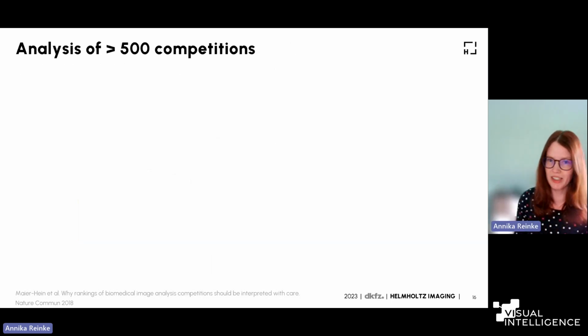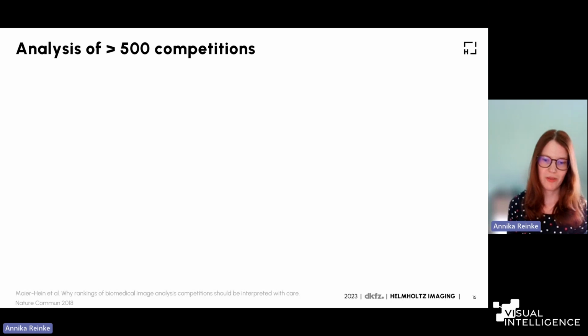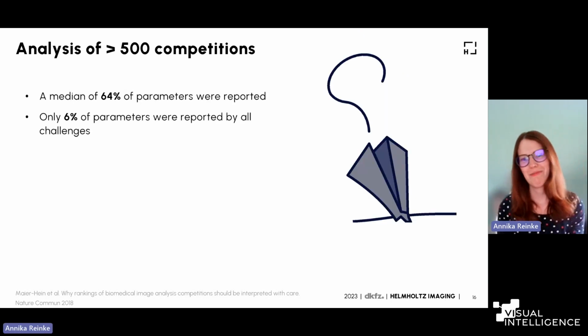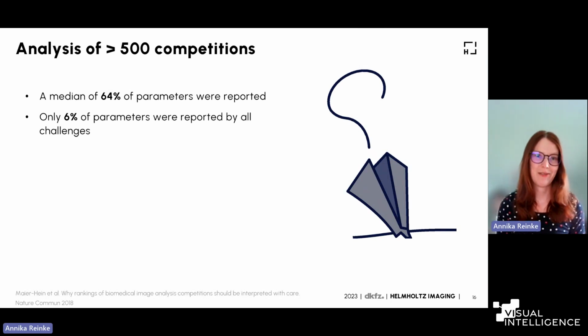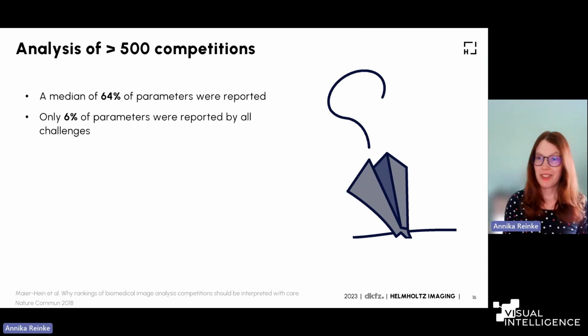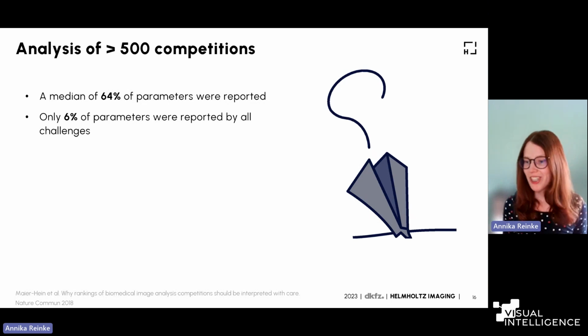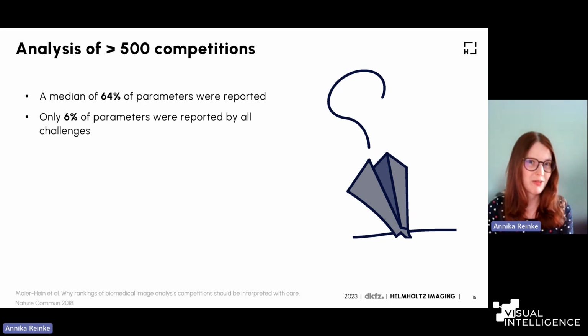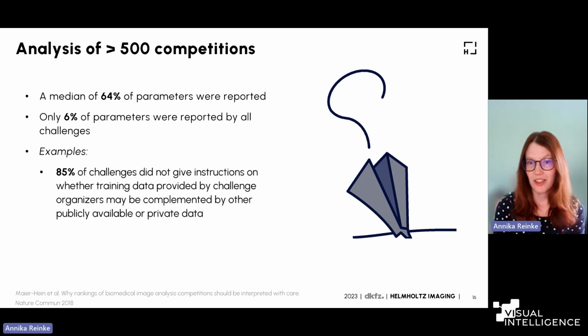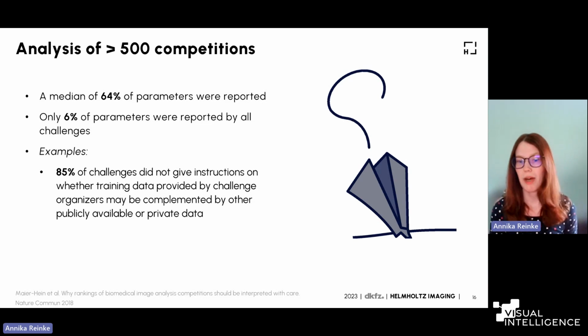So we analyzed more than 500 competitions, and the results were not so promising because we found that only a median of 64% of parameters were reported. And only 6% of these parameters were reported by all challenges, and these were somehow the obvious parameters like the title of the challenge. To give you some more concrete examples, 85% of challenges, so a very large proportion, didn't give instructions on whether the training data that were given by the organizers of a challenge could have been complemented by private or public data.